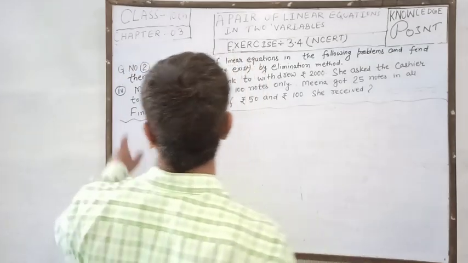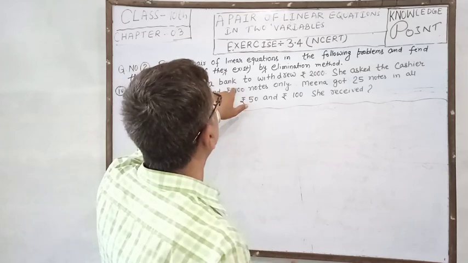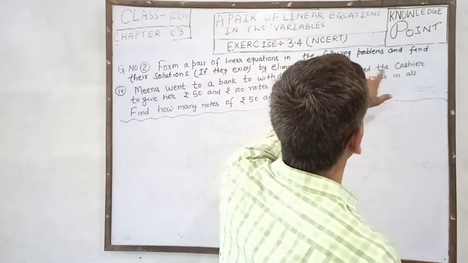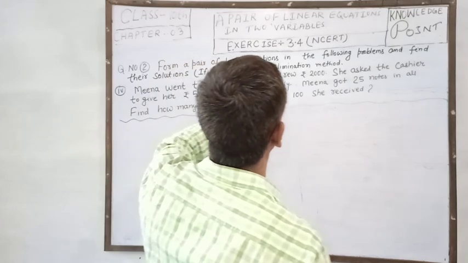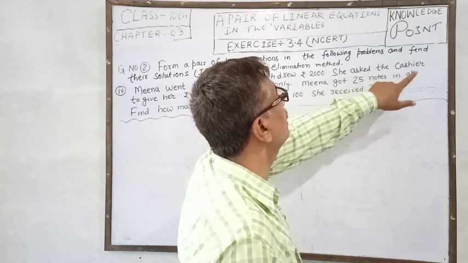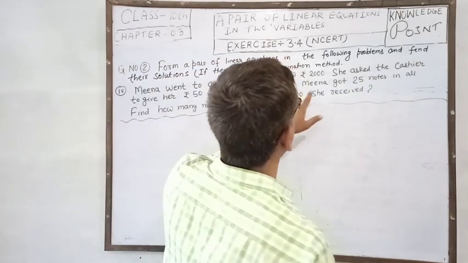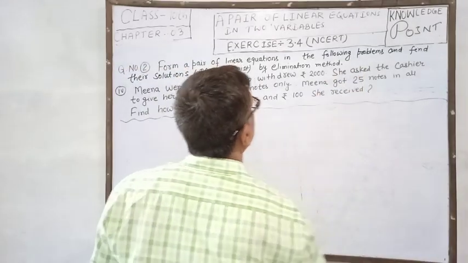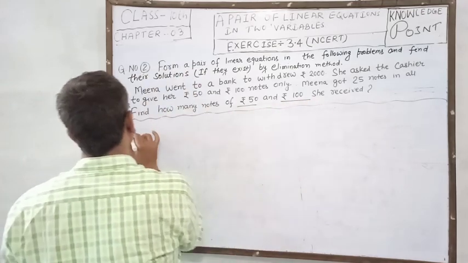Students, see question number 4. Meena went to a bank to withdraw rupees 2000. She asked the cashier to give her rupees 50 and rupees 100 notes only. Meena got 25 notes in all. Find how many notes of rupees 50 and rupees 100 she received. So it is given the total number of notes is 25.